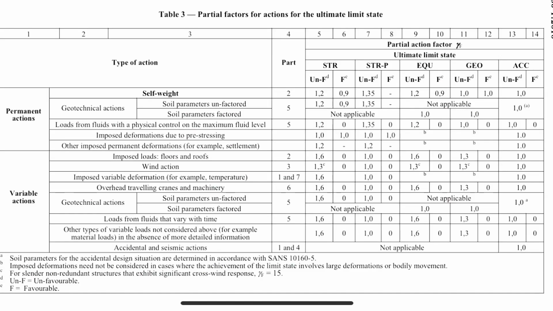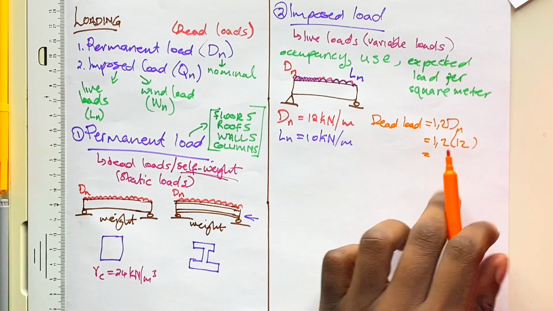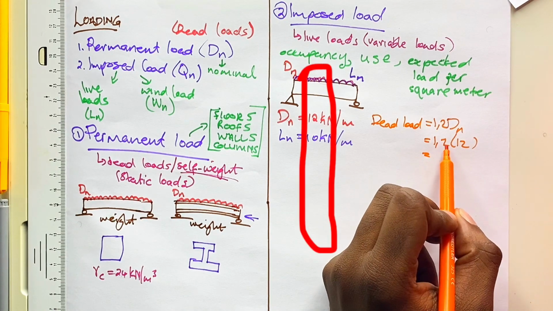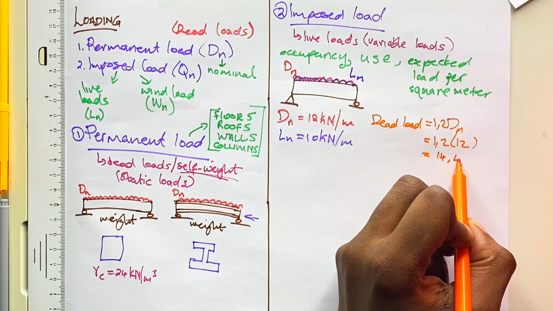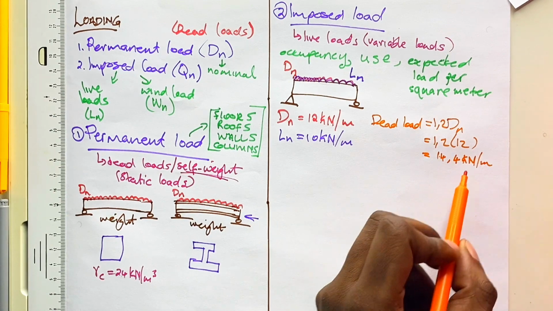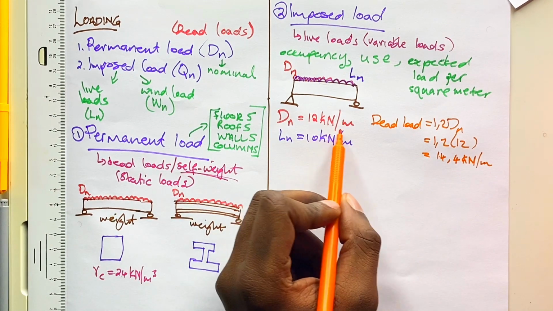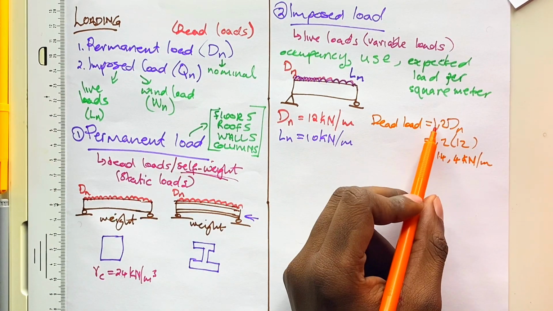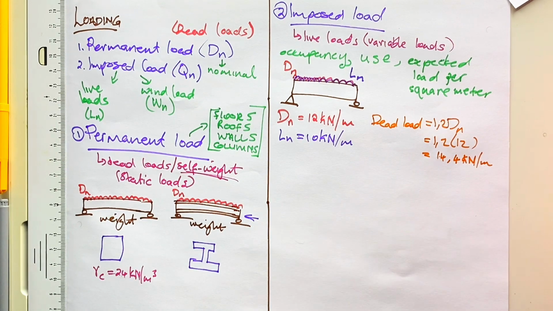We are going to find the design dead load by taking a factor of the dead load. Now, this dead load we will multiply by 1.2 as given by the guidelines. In this instance, I'm using South African national standards, and my factor for a dead load will be 1.2. So I will have 14.4 kilonewtons per meter. Now, my units of measurement do not change because I only factored it.